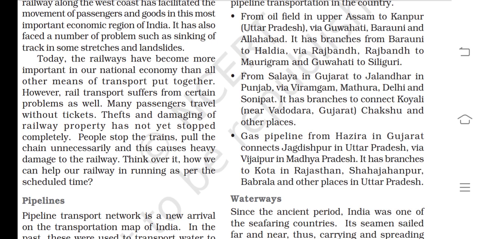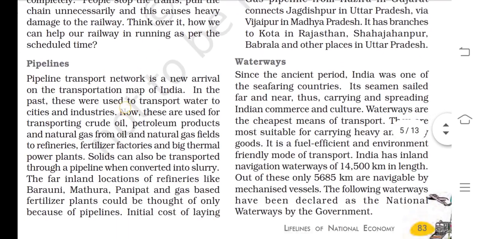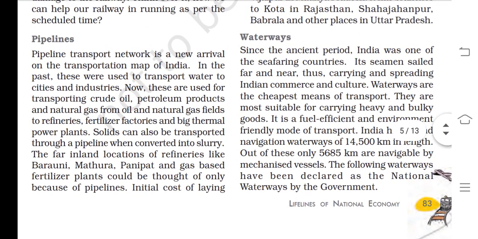Now this was about roadways, railways and pipelines. Now we are talking about waterways. If you are talking about waterways, then the most important are ships. Ships transport: since the ancient period, India has been one of the seafaring countries.